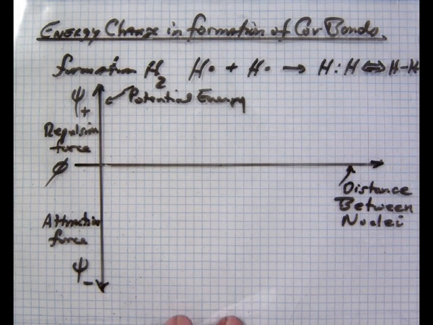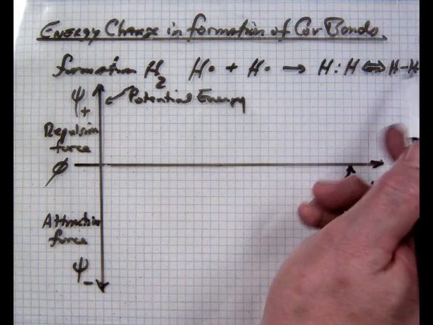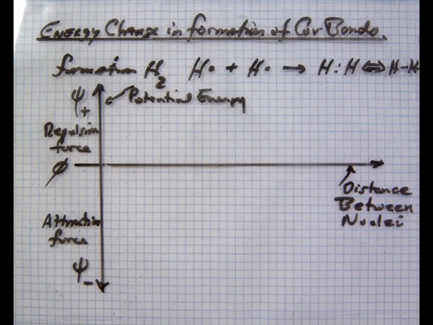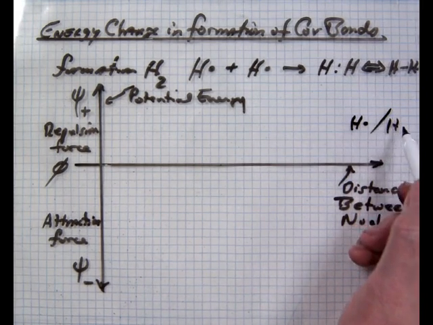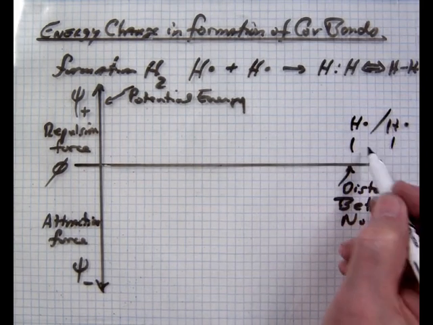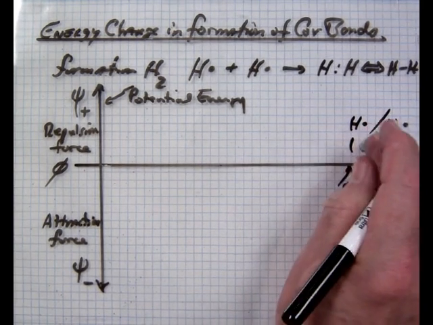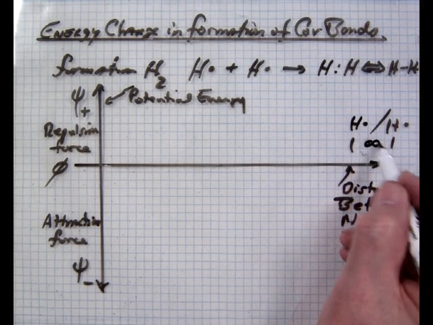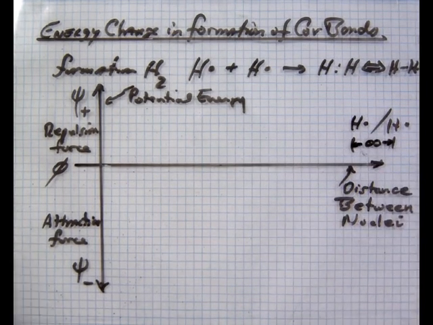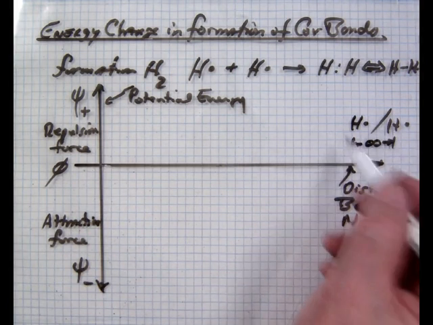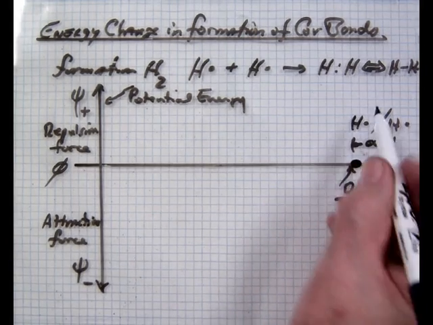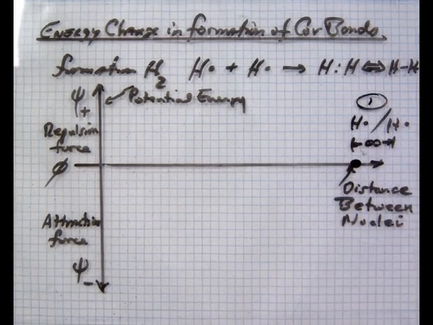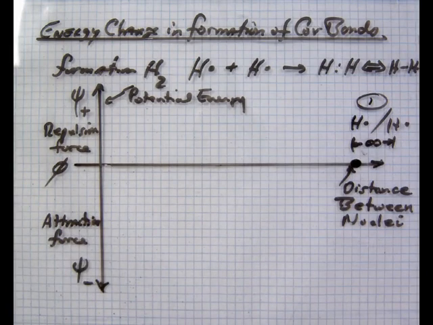In forming a bond, hydrogen bonded to hydrogen, the elements start infinitely far apart. So we have hydrogen and hydrogen whose distance between nuclei is infinity. There is no interaction of either one, so this is zero attraction, no repulsion. We say that in this case, step 1, is this point right there, zero up or down.